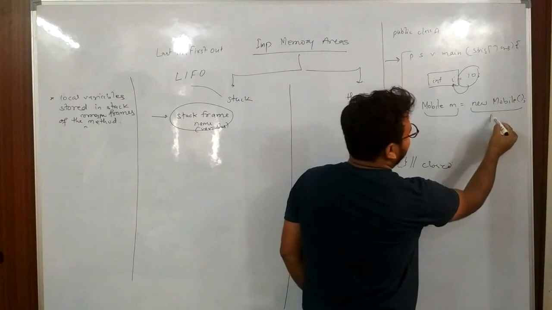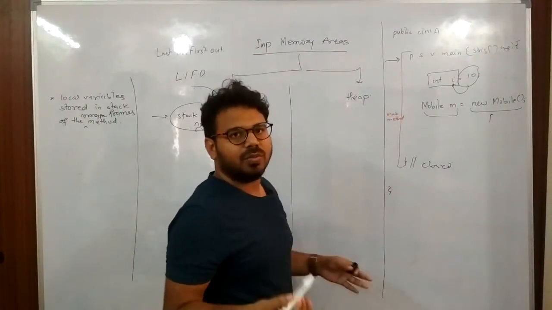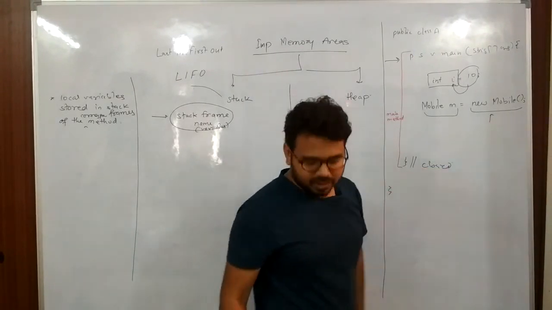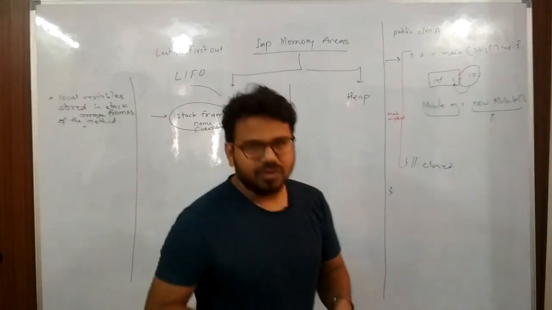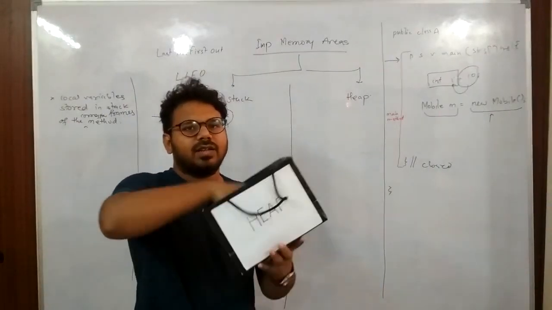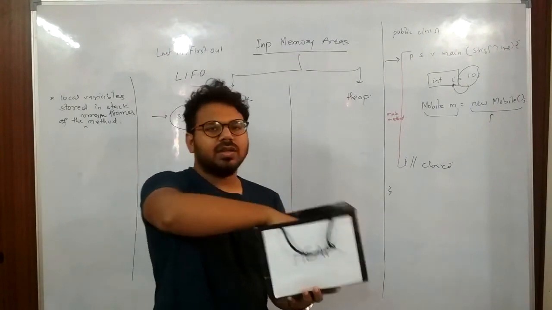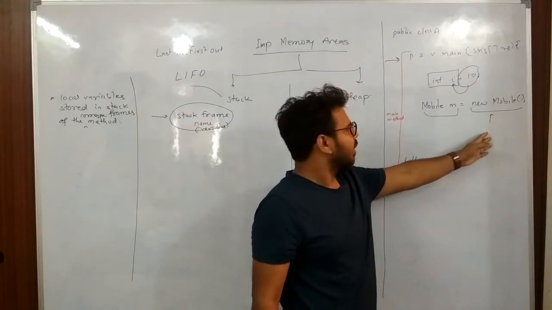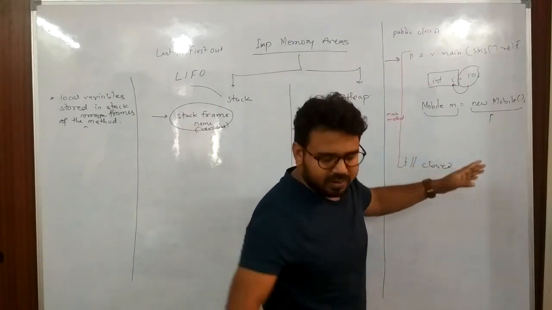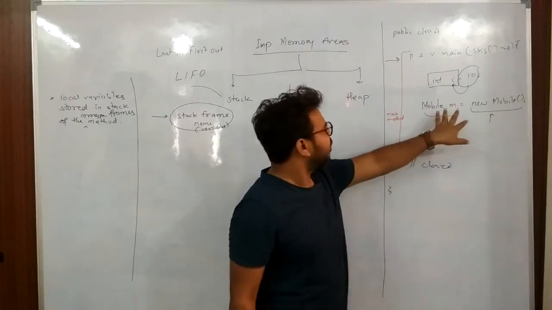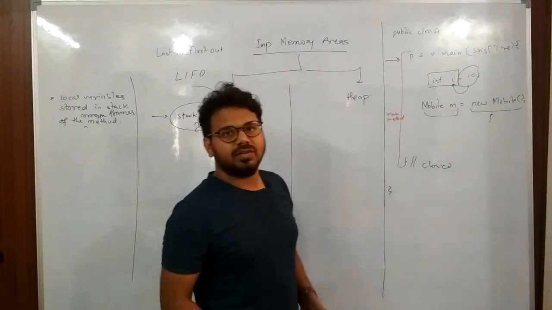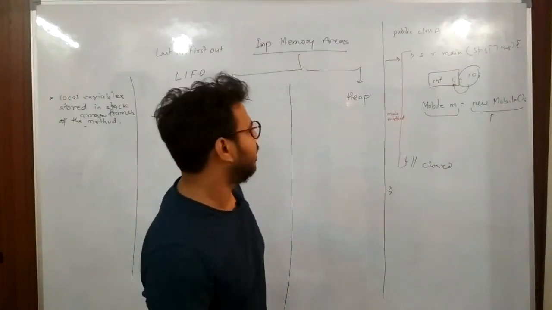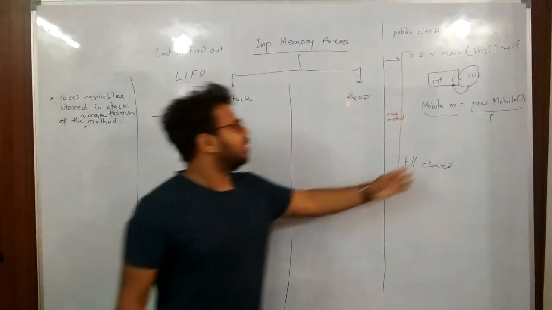When we write new Mobile, a new object is always created in the heap area. Here you can see our heap area, and inside it a Mobile object is created. And where is this Mobile m reference created, in the heap area or the stack area? Let us discuss where this is created.